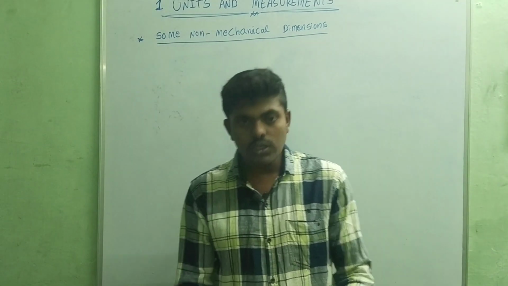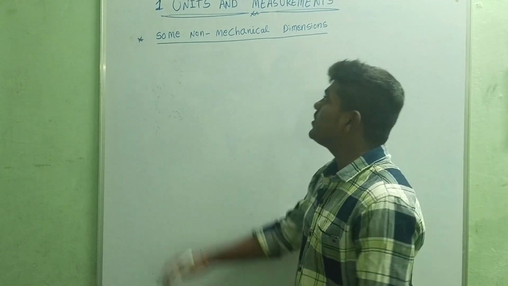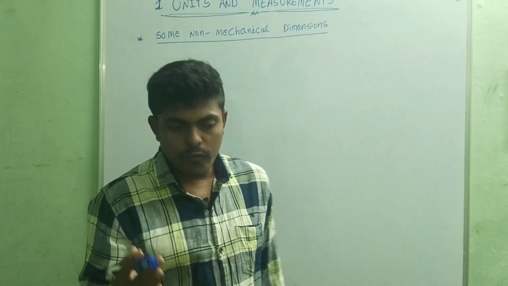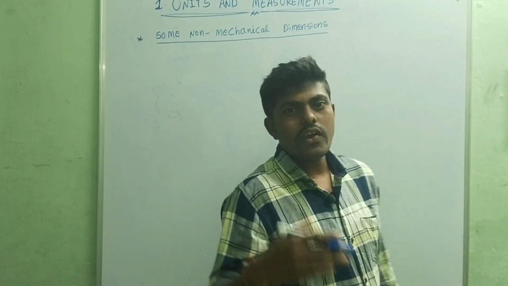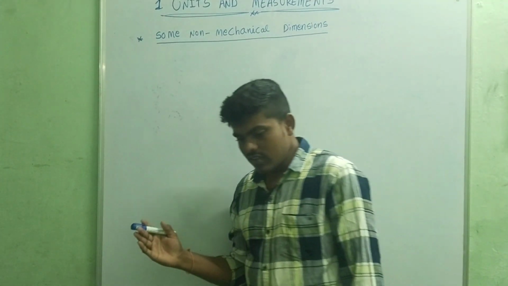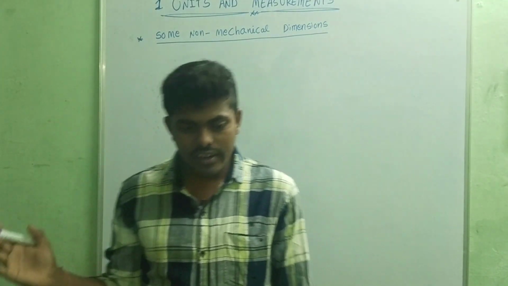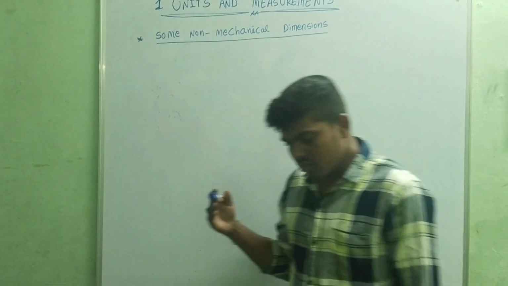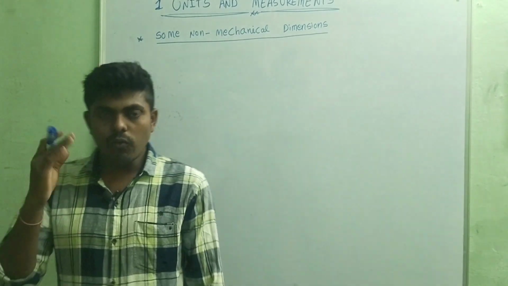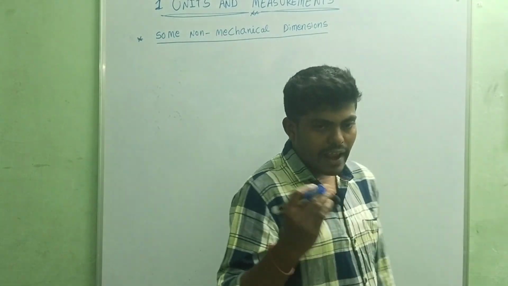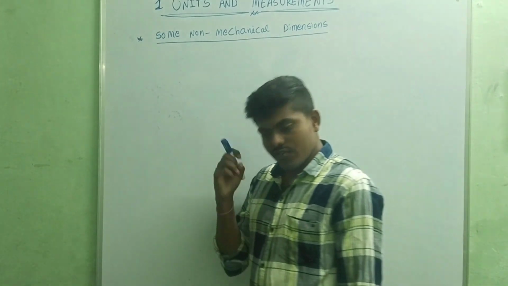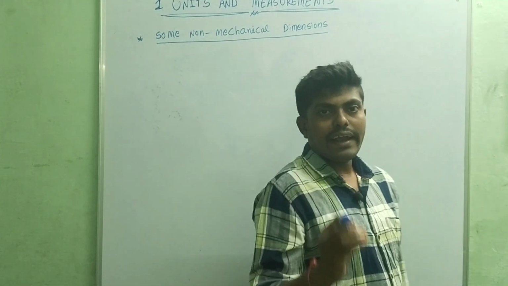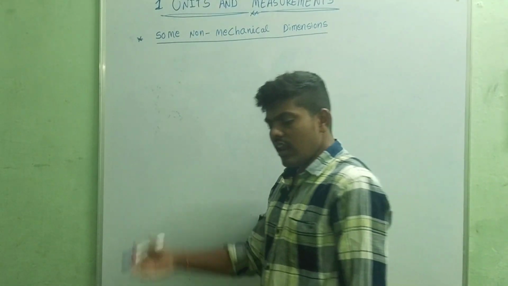In our course, our first chapter is units and measurements. Already we learnt about the concepts of physical quantities and types of physical quantities, and next the system of units. We also discussed the concept of dimensions, and in our previous classes we solved some mechanical dimensions and some non-mechanical dimensions.